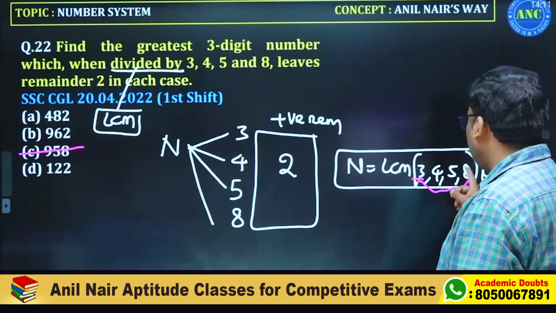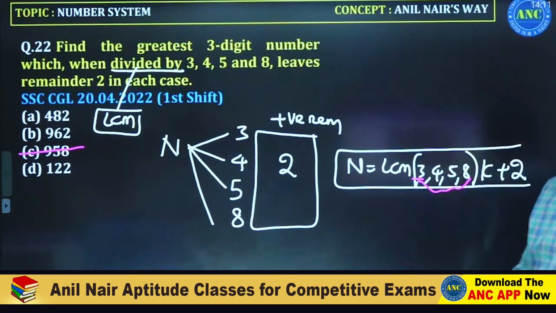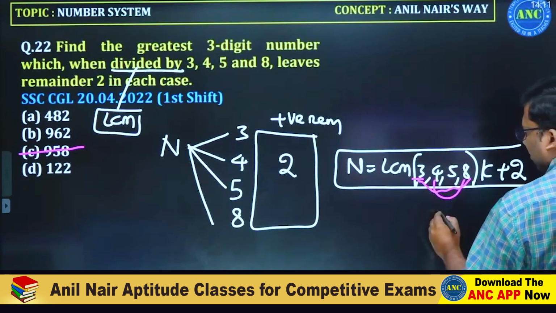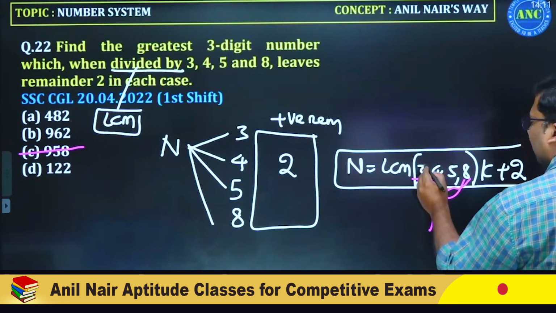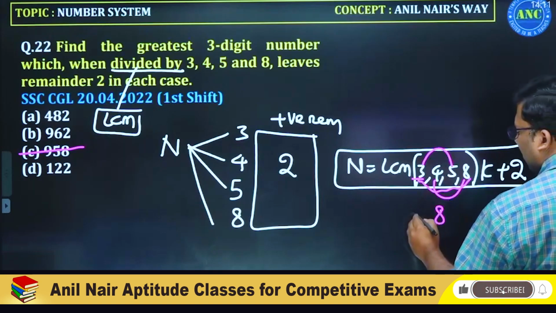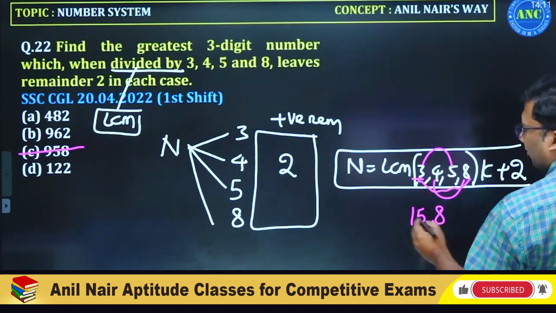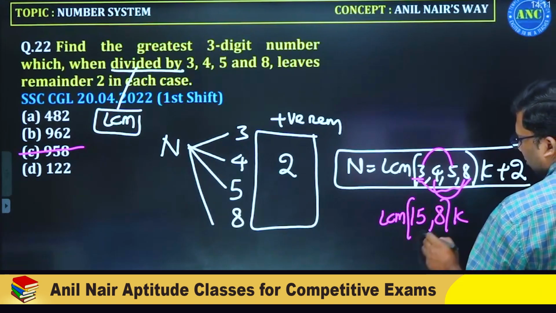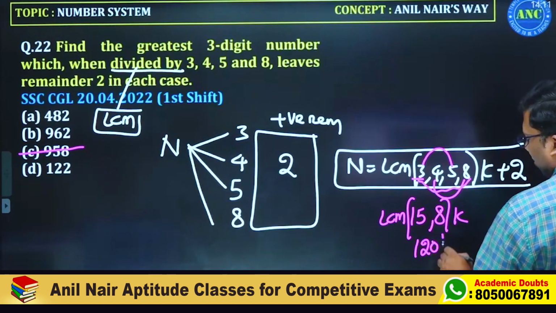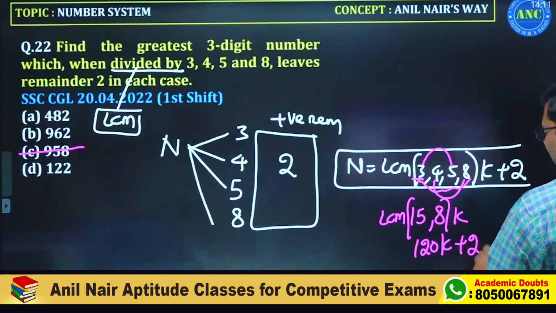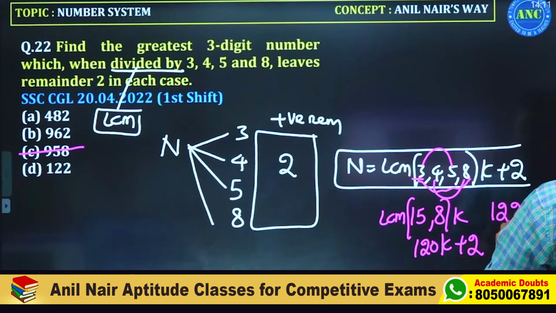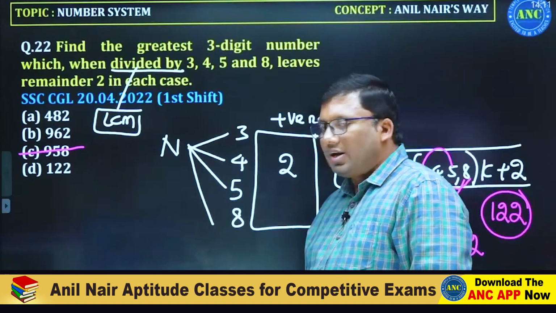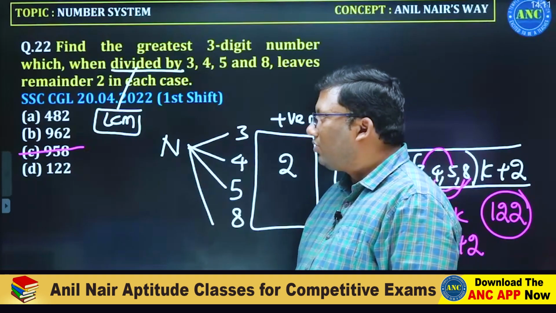Now if you see here, 3, 4, 5, 8. How to determine the LCM of these numbers? 4 will divide 8, so 4 is redundant. 3 and 5 are co-primes. LCM of co-primes is the product, 15. 8 and 15 are co-prime. So 15 into 8 is 120. 120K plus 2. If I substitute K as 1, the answer for this question will be 122.